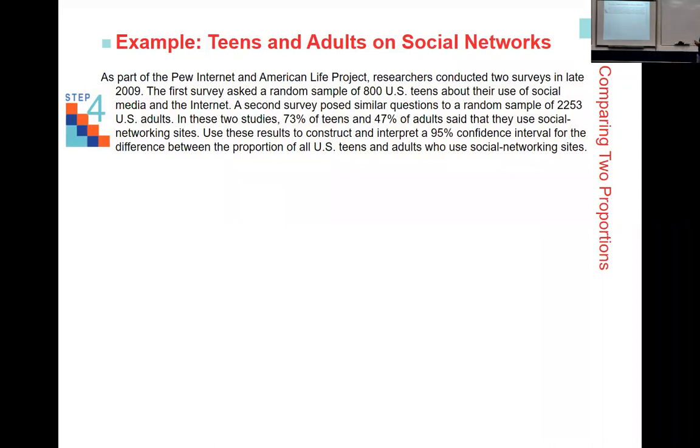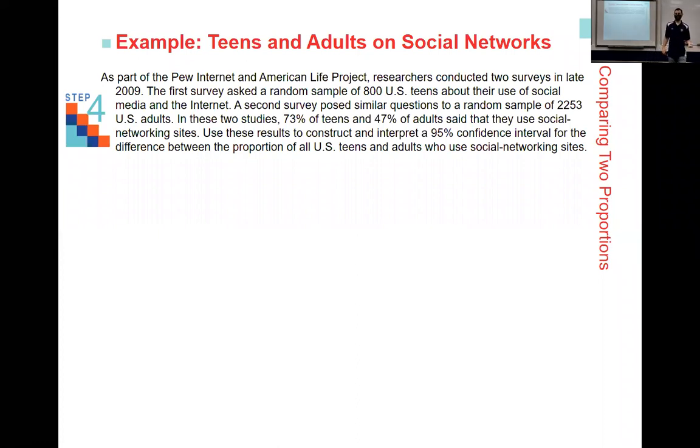All right. Social networking sites, whatever those are. We did two surveys. Here we go. We're constructing and interpreting a 95% confidence interval for the difference between the proportion of all US teens and adults who use social networking sites.